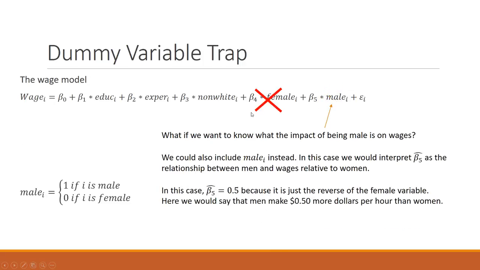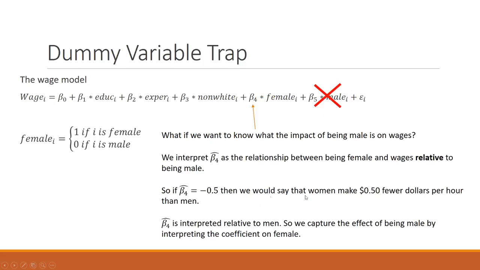But we also could just switch it around. We could get rid of female and include male. In this case, we interpret beta 5 hat as the relationship between men and wages relative to women. And in this case, beta 5 hat would be equal to 0.5 because it's just the reverse of the female variable. Here we would say that men make 50 cents more dollars per hour than women.